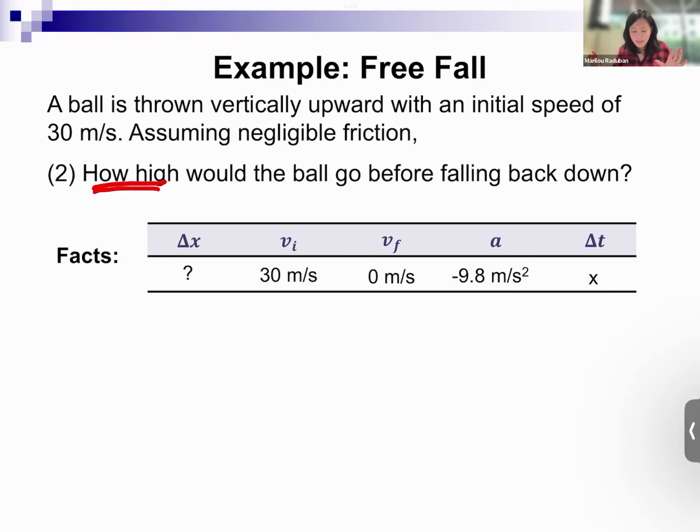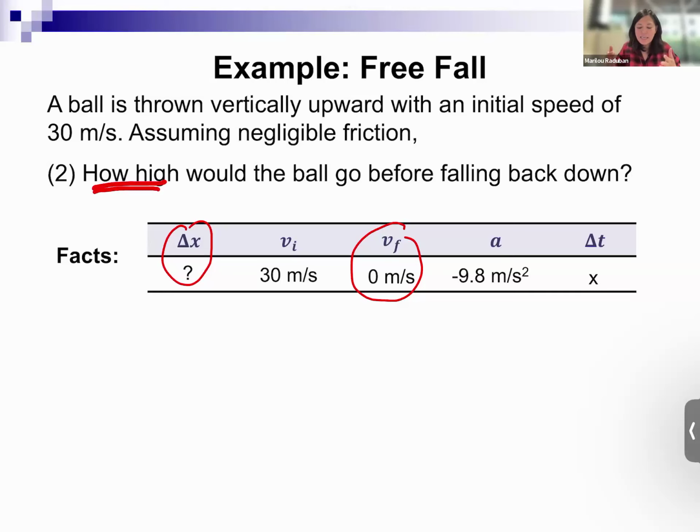The problem asks us to find the displacement, or how high the object goes before it falls back down. As I've mentioned earlier, at the top of the object's motion, at the peak of its height, it will stop momentarily before going back down. Therefore, the final velocity will be 0 meters per second, right?